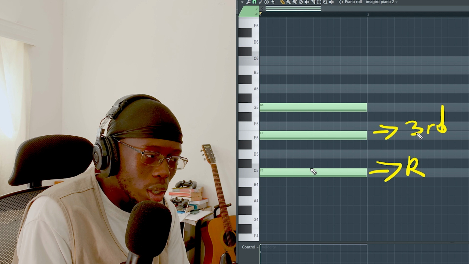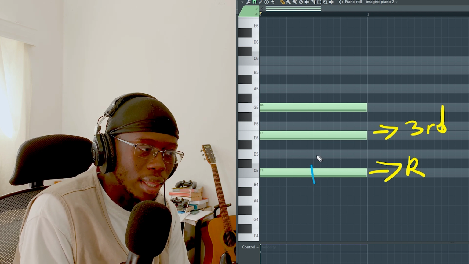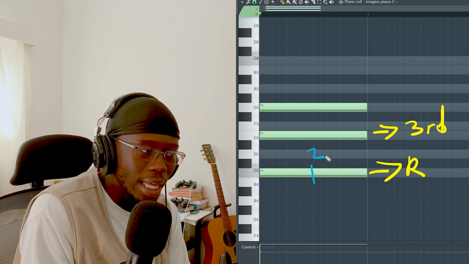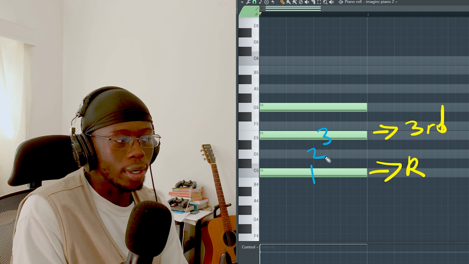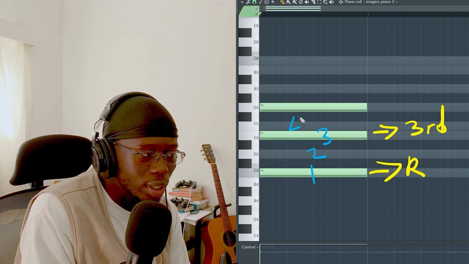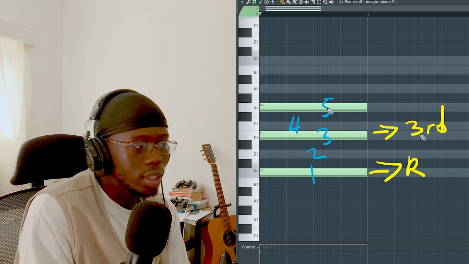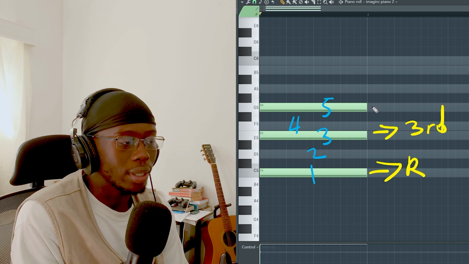I'm gonna write 1 on the root because it's the first note, and then 2 that we skipped, and then we land on 3. So that is the third. We can even keep going. We have 4, which is F right there, and then 5, which is G. And of course, this one we're obviously gonna call the fifth. Now, there is a little bit more to this, but for now we're gonna keep it simple so that we just understand how we can get different things out of the major scale.